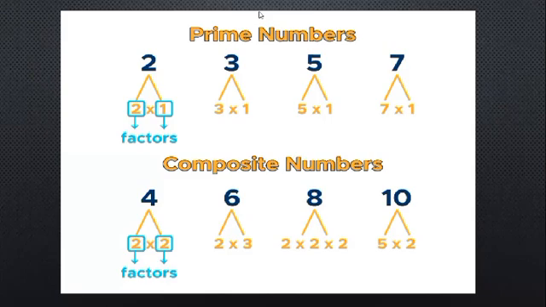For the composite numbers, as you can see here, if you look at the number 4, you can see that 4 can be written as 1 times 4 and 2 times 2. So 4 has as factors 1, 2, and 4. So it's not a prime, it is a composite.